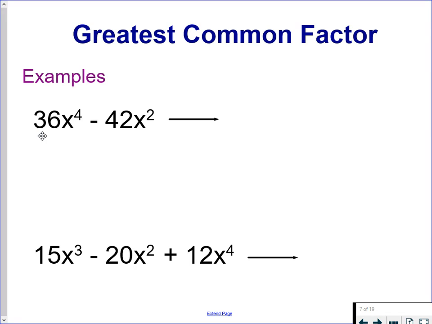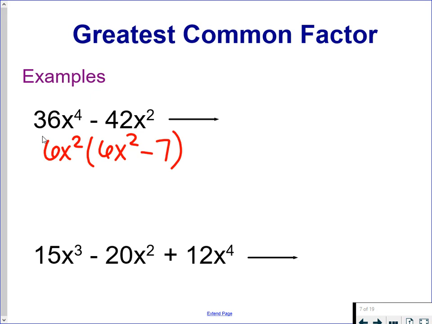All right, what's my GCF for the first one? Who's got it? Someone that hasn't told me yet. Yeah. 6x squared. All right, when we take that away, we are left with 6x squared minus 7.